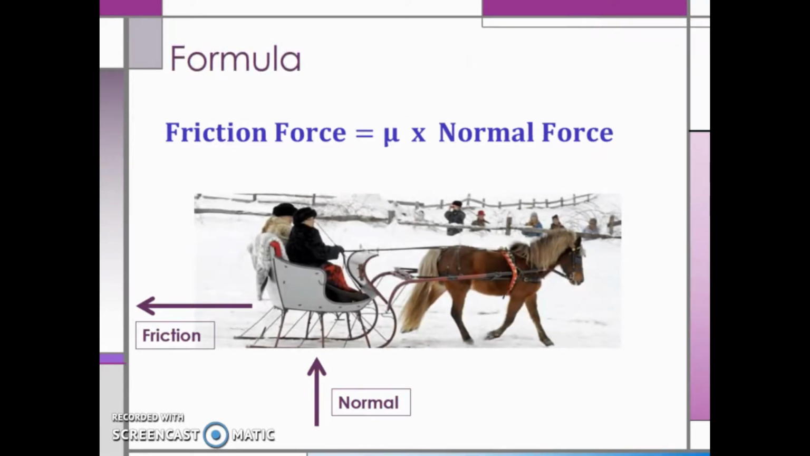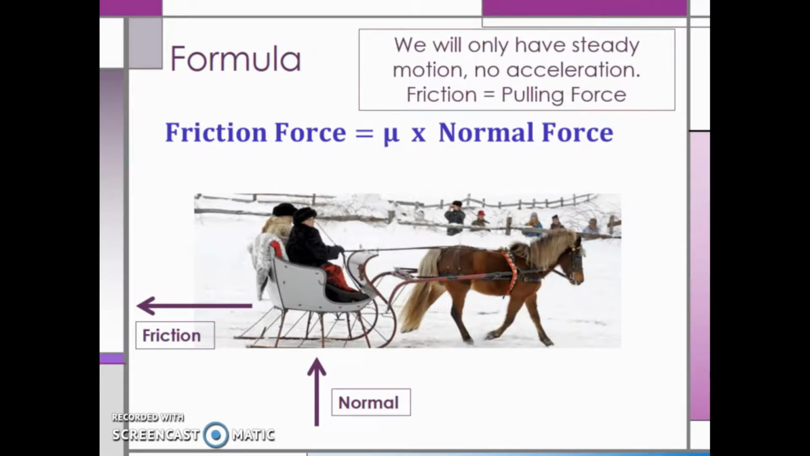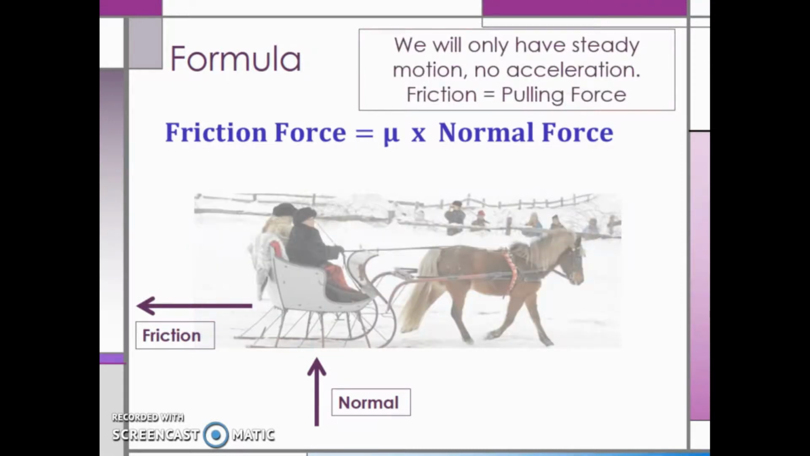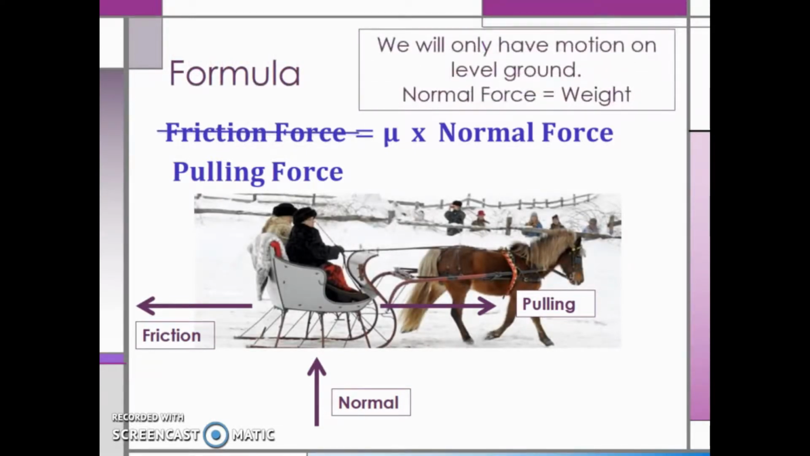In our class, we will only have steady motion in these types of problems, so we don't have to worry about any acceleration. That simplifies our formula because when we have zero acceleration, we also have zero net force acting on the object, and we can replace the frictional force with the pulling force, which is equal to mu multiplied by the normal force. In this picture, we can see that with steady motion, the friction force arrow is the same length, but in the opposite direction as the pulling force arrow. Since these arrows are the same length, they represent the same force being applied.